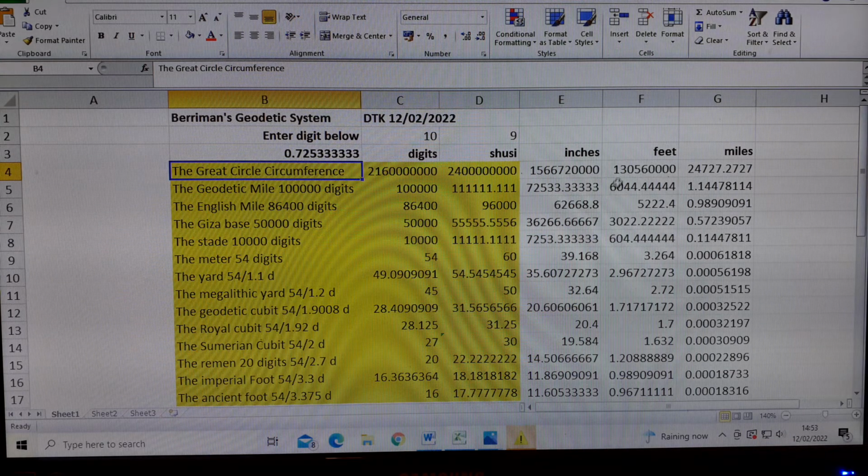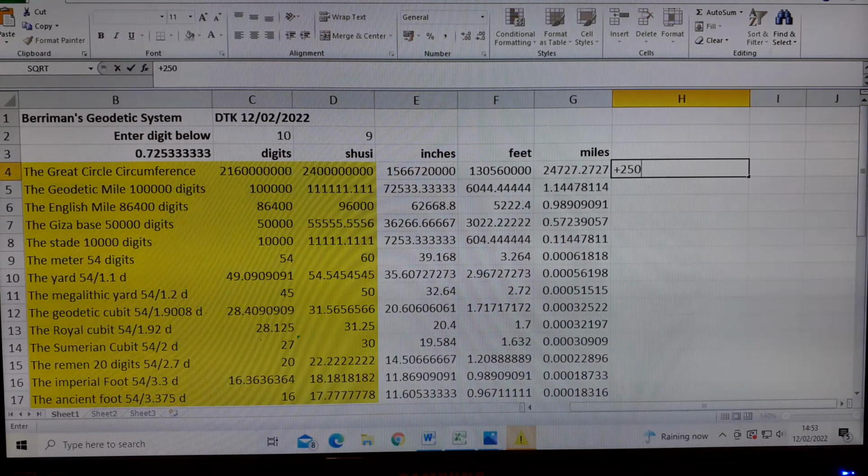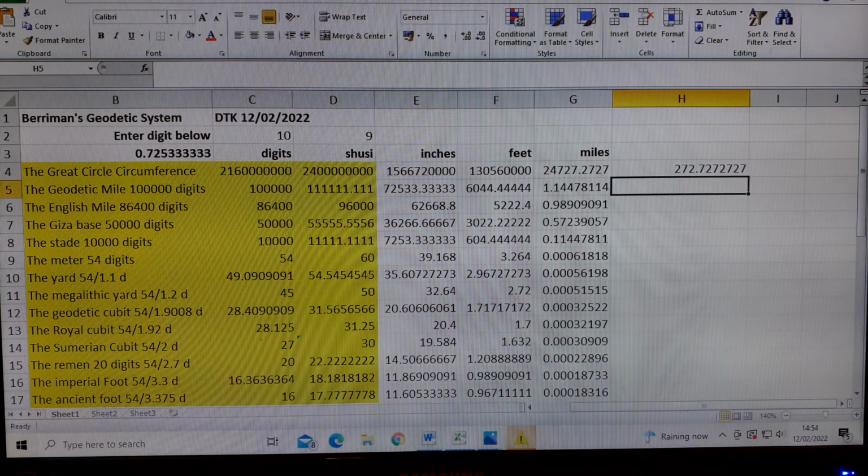We've got 130560000 feet in the great circle circumference, and that's 24727.2727 recurring miles. And what happens when we see how that's been scaled against the great circle of 25,000 miles? So we go plus 25, 123 minus that. It's giving 272.72727 miles. And how much is that in feet?